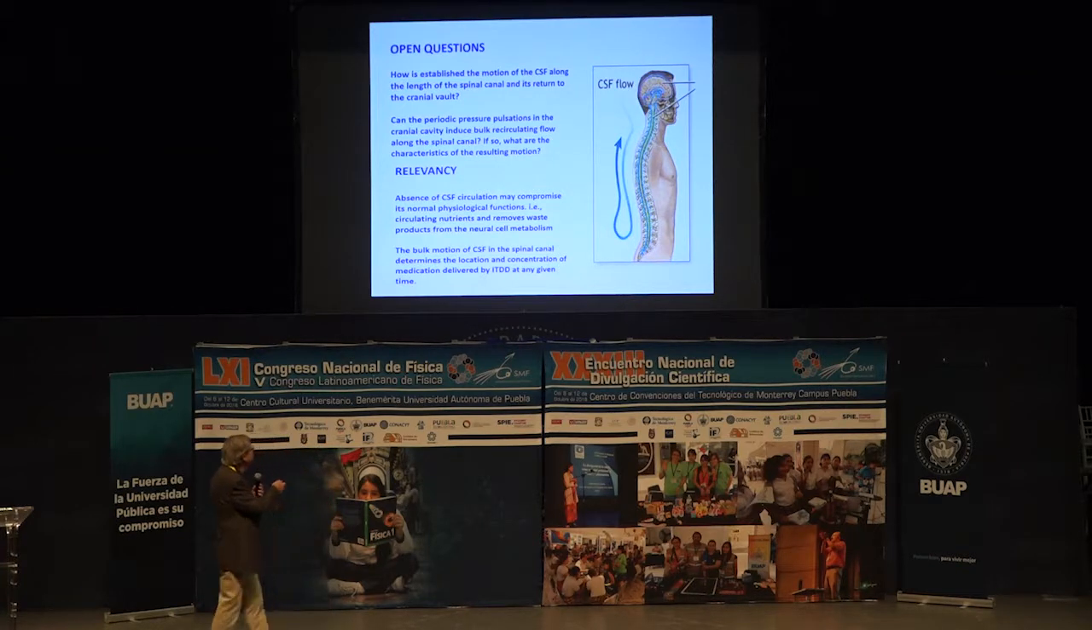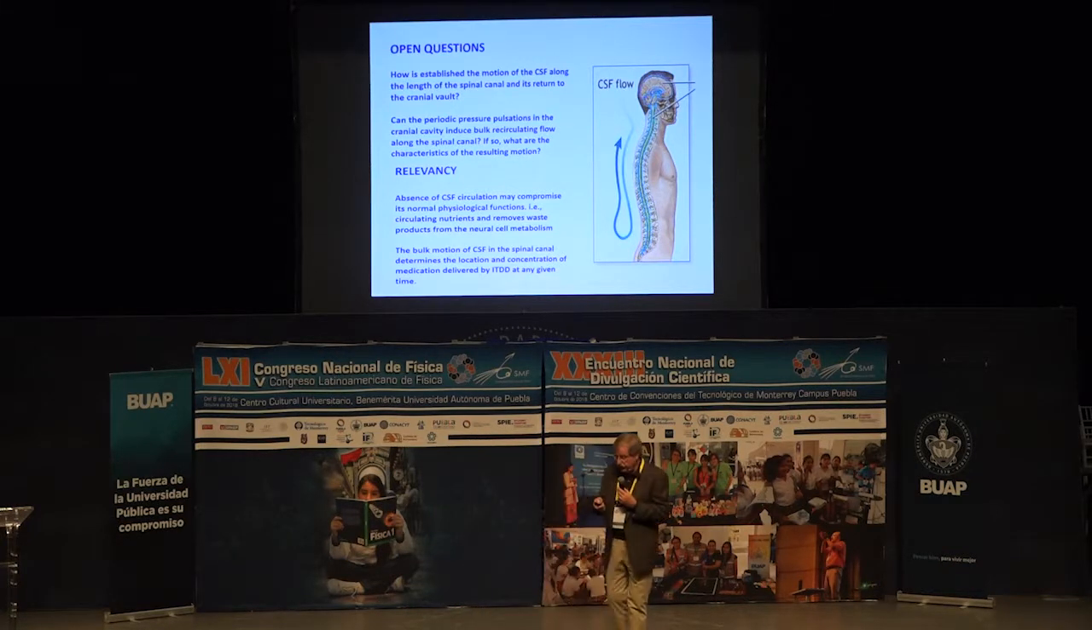How is the motion of this cerebrospinal fluid established along the length of the spinal canal and its return to the cranial bulk? The question we have been interested in is: can these periodic pressure pulsations in the cranial cavity induce this bulk recirculation motion? And if so, we want to know what the characteristics are, because this is very relevant.